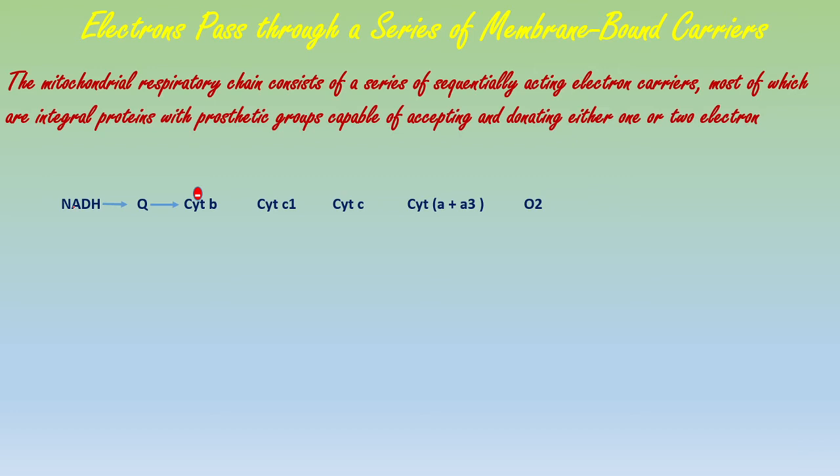When cytochrome B has electrons, it gets reduced and it transfers its electron to cytochrome C1. From cytochrome C1, electrons are transported to cytochrome C. From cytochrome C, the electrons are transported to cytochrome A, and from A they transfer to A3, and finally from A3 they are taken up by the oxygen, and this way oxygen gets reduced.